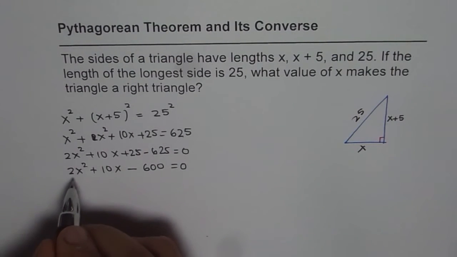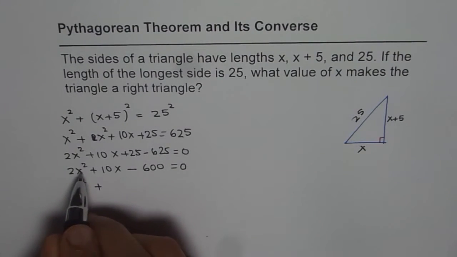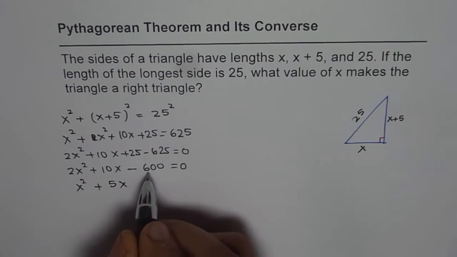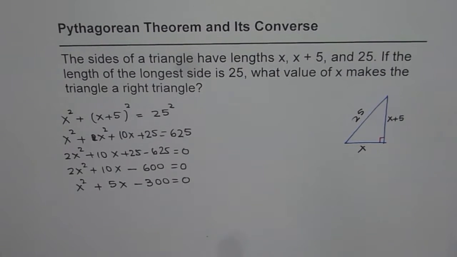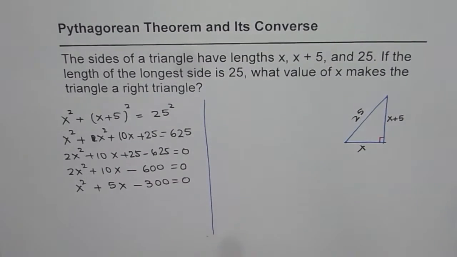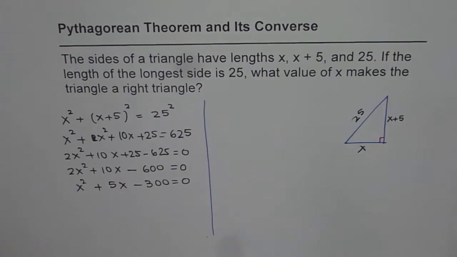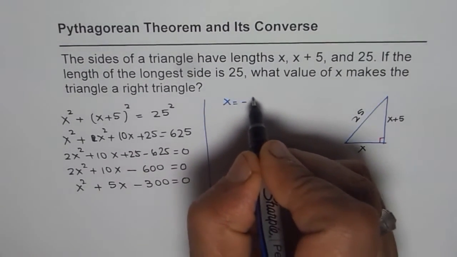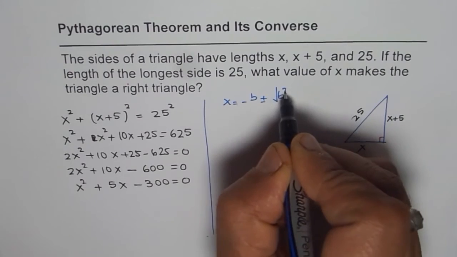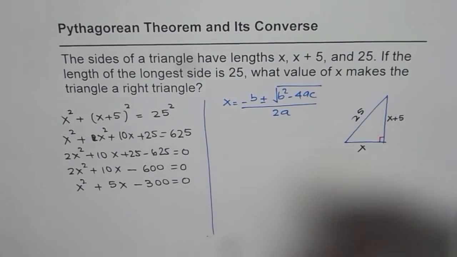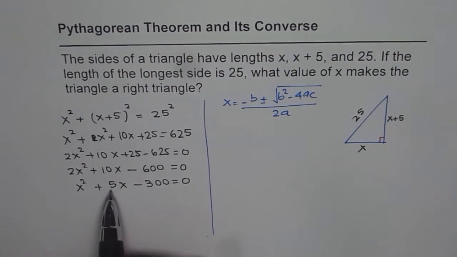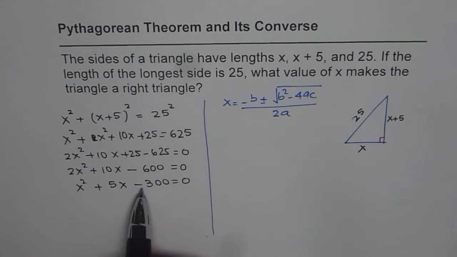Well, 2 is a common factor, so we can divide the whole equation by 2. So we get x square plus 5x minus 300 equals 0. Now to solve for x, we can use the quadratic formula. You can also try factoring, that is possible. Now the quadratic formula, if you remember, is x equals minus b plus minus square root of b square minus 4ac over 2a, right? So in this case, b is 5, a is 1, and c is minus 300.